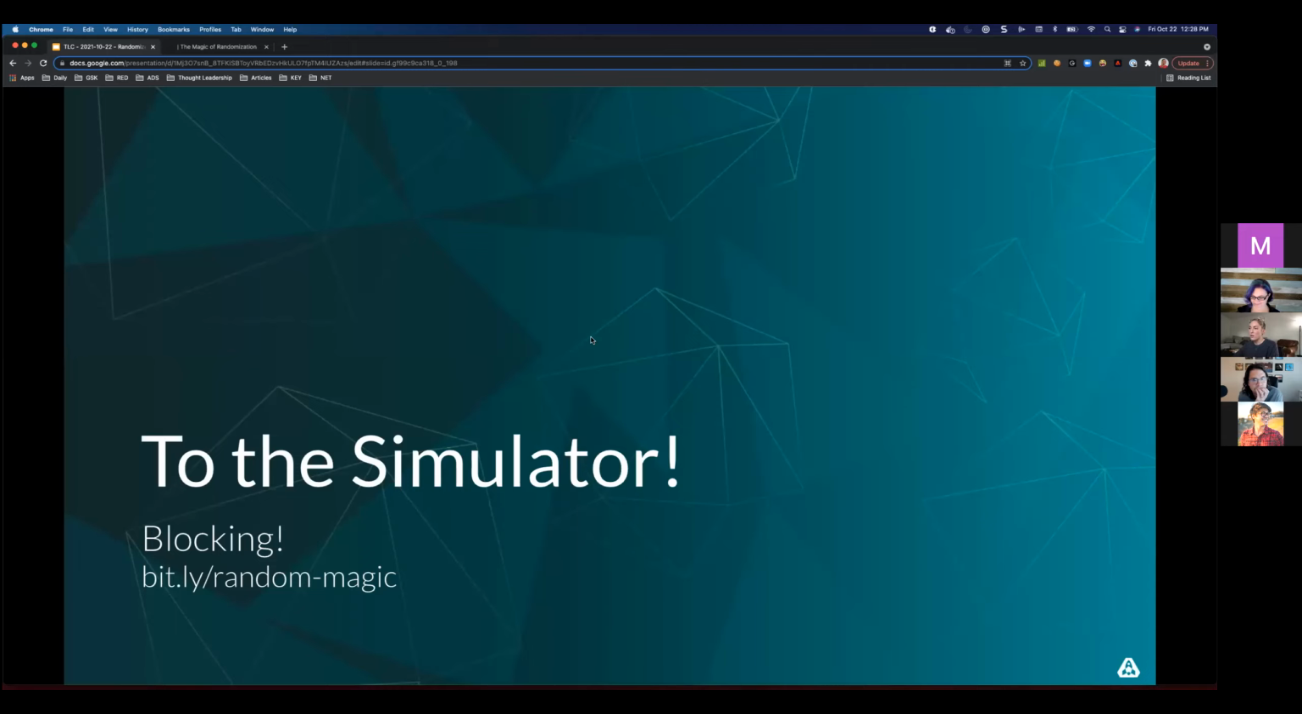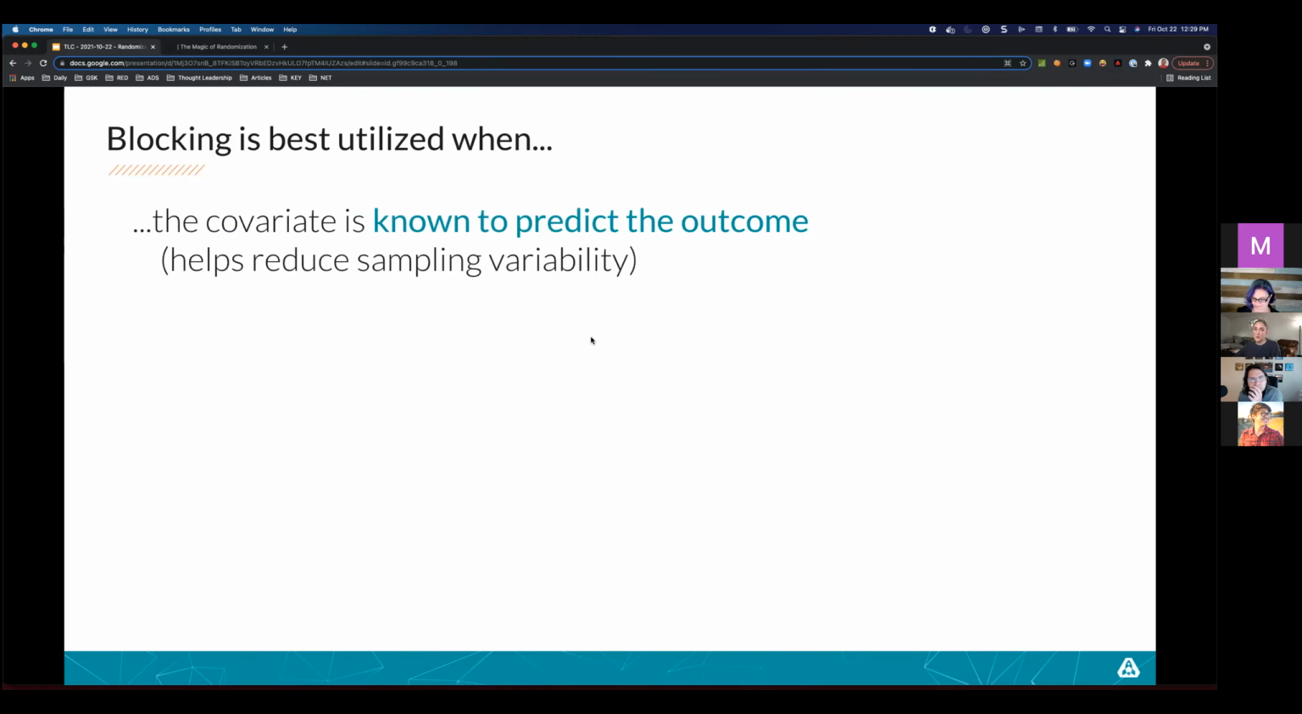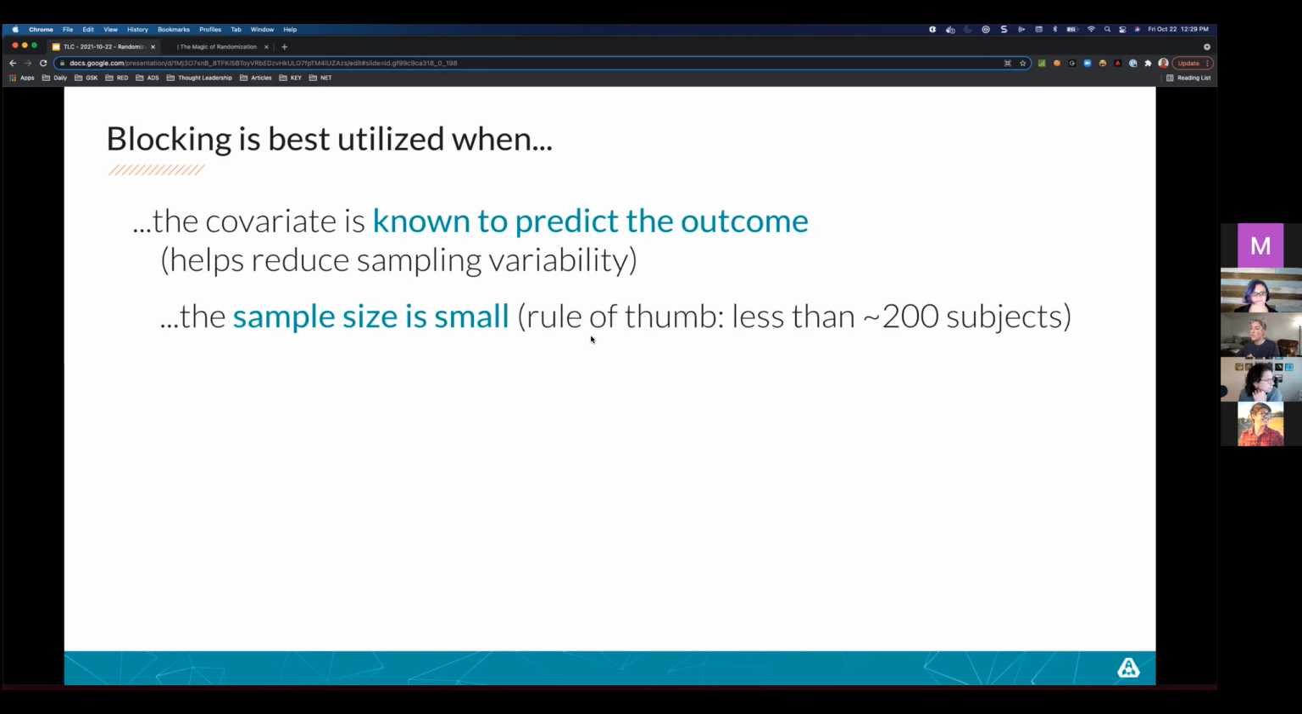Okay, so now, in summary, when is blocking best utilized then? So obviously, like we kind of just walked through, it's best to utilize it if you know a covariate is predictive of your outcome, because you want it to reduce your sampling variability. You want to make your estimation more precise with the knowledge you have of this covariate. The other thing is if your sample size is small, kind of like we showed, it's going to be a lot harder to get those even starting groups to then measure the effect of your treatment. So blocking can help you get those even groups.